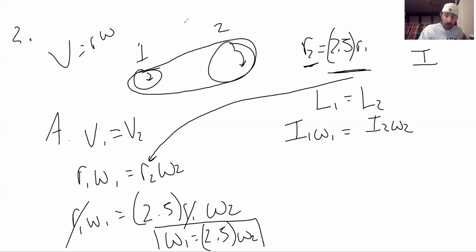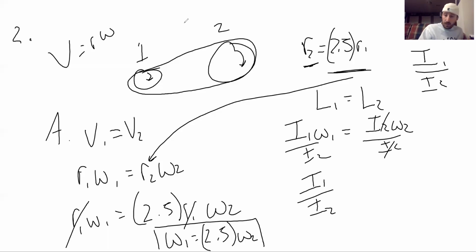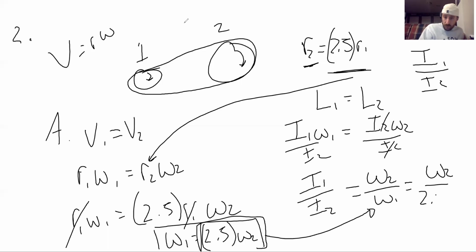So I want to get this ratio here, right? And the problem says I1 over I2. So I'm going to divide this over here and divide that over. So I get I1 over I2 equals omega 2 over omega 1. Well, I know that omega 1 equals 2.5 omega 2, so I got omega 2 on the top. Take this right here, plug it in there, I get 2.5 omega 2. So the ratio you get is 1 over 2.5 or 0.4.